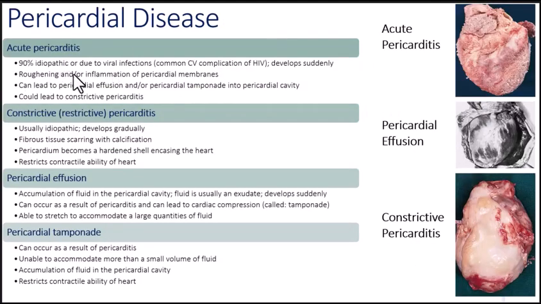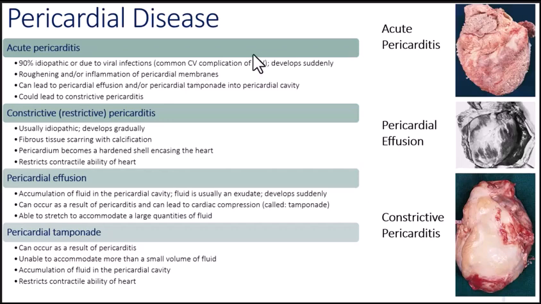Pericardial disease we spoke about generally on the last slide, but we're going to now look into the different forms: acute pericarditis, constrictive or restrictive pericarditis, which is almost like a chronic form, pericardial effusion, and pericardial tamponade. Starting with acute pericarditis, acute means it comes on suddenly. It is inflammation, that's the itis, of the pericardium, and the majority of causes, or the etiology, is idiopathic, so unknown cause. In other cases, it can be due to viral infections.